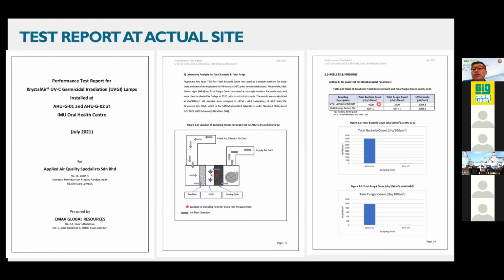Okay, bacteria count 4,000, and for fungal count is 2009, right? So it's also non-detected. So the UV intensity, microwatt per centimeter square, is stated here, 2003.5 total intensity.